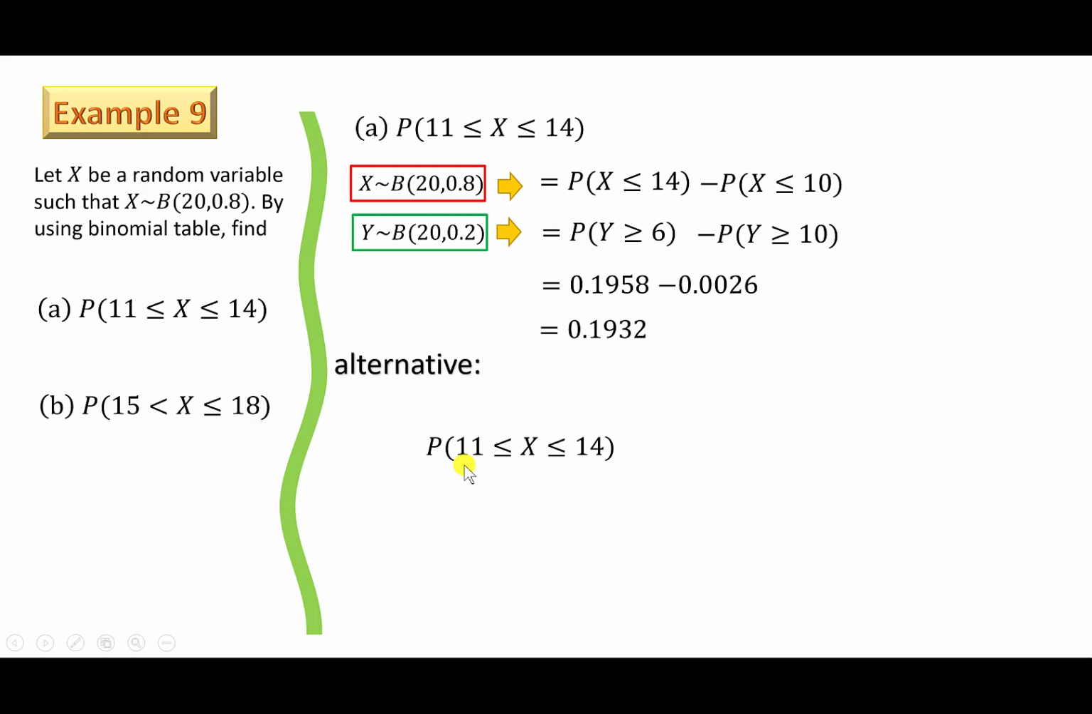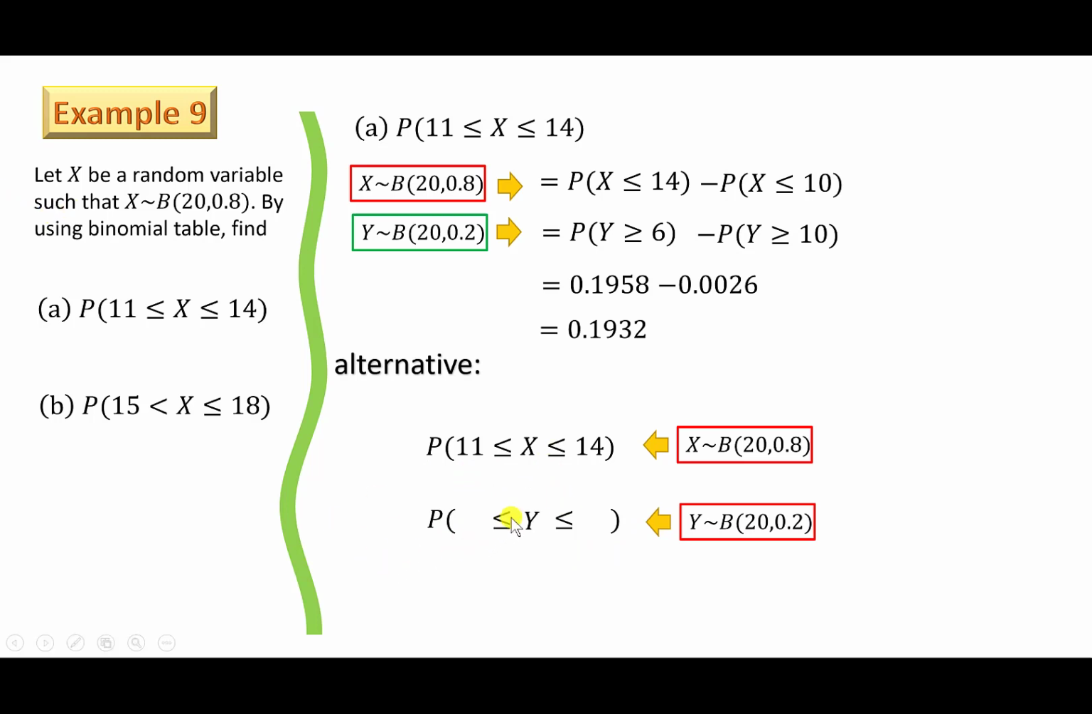For the question in the X variable, for the Y variable we write it like this. First, we write the probability and the bracket. The notation is also the same, but the variable is Y. To write the numbers here, we get 20 minus 11, which is 9, and 20 minus 14, which is 6. Then we exchange the places. So it equals Y greater than or equal to 6 minus Y greater than or equal to 10.